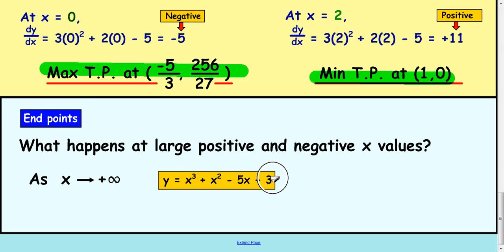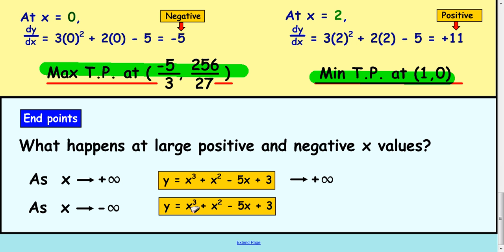Well, as x goes to positive infinity, i.e. a really large number, the cubic function is the most powerful there, so that's going to make everything positive. So as x goes to positive infinity, then y also goes to positive infinity. As x goes to a really small number, a negative value of infinity, when you cube a negative, you get a negative answer. So again, this is the most powerful part here. So when you cube that negative, really large negative value, y will be negative, so that goes to negative infinity.